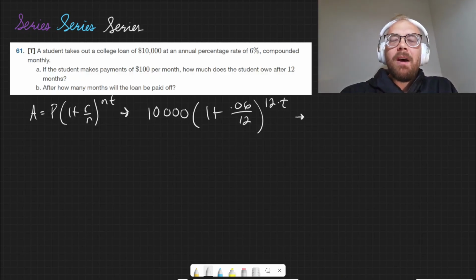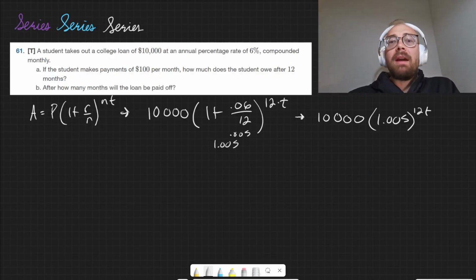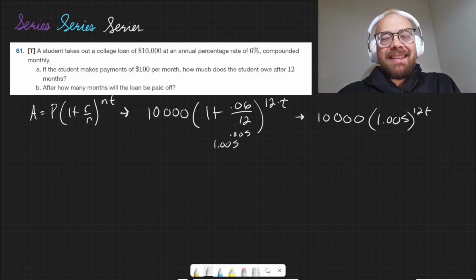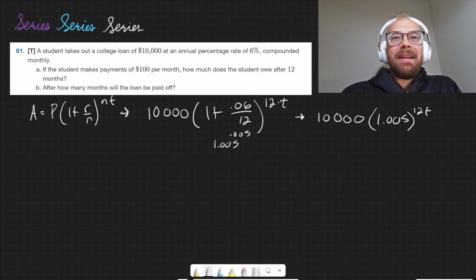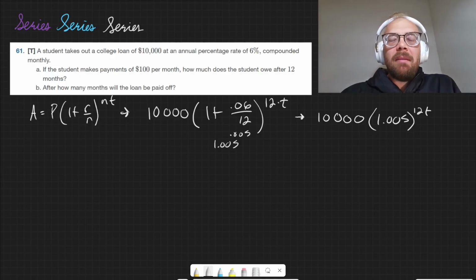So 0.06 divided by 12 comes out to 0.005. So this is 0.005, and then 1 plus that would be 1.005. So that would essentially be this. Can you see that? Yeah, you can. So 1.005 to the 12t. That would be the amount of money that it would be, granted that you don't make payments. If you don't make payments, that's what's happening. With an annual percentage rate of 6%, it's going to continue to compound at 6% monthly.